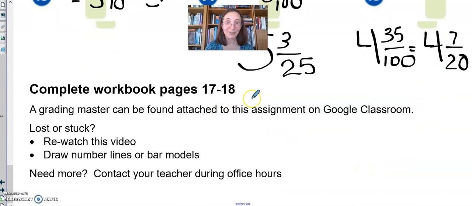Got 2 workbook pages to just practice this a bit. If you get lost or stuck, rewatch the video, play fractions with me, or draw some number lines or bar models. Will that help you? Go for it.